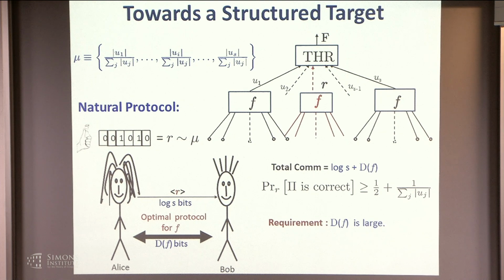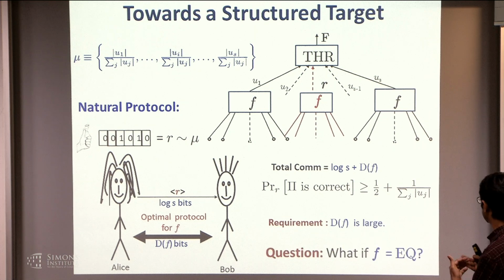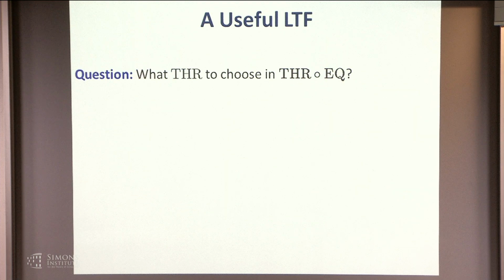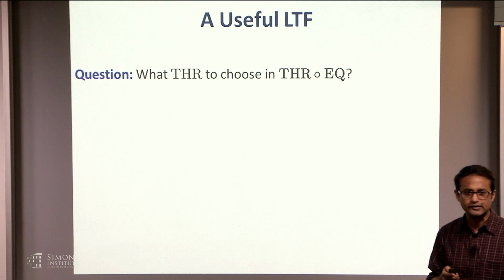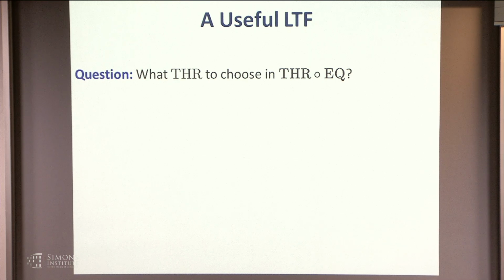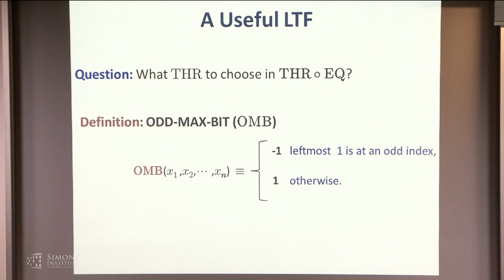And this immediately sets a natural question. Well, the cardinal function that we have, which has large deterministic complexity, is equality, right? So one would expect the threshold of equality would have large sign rank. It doesn't seem like the naive protocol would be able to do that. It turns out that if I again give a general threshold, I don't know how to analyze the spectral properties of threshold of equality.